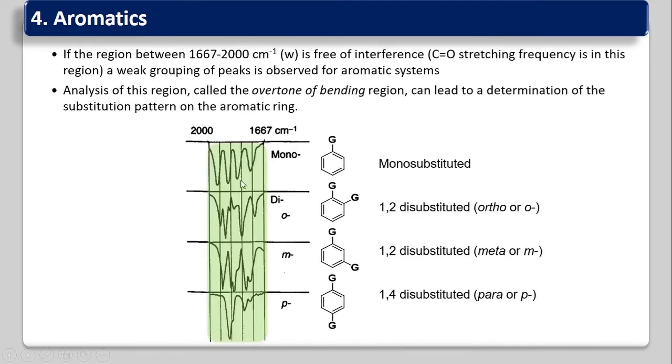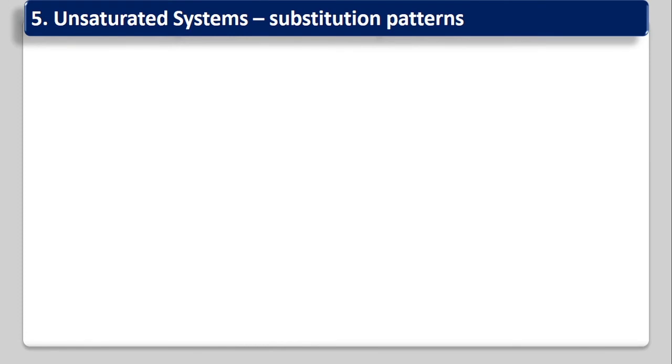And see this one. Okay, so this is the monosubstituted. So according to that pattern, we can understand whether it is monosubstituted or disubstituted. If disubstituted, it is ortho-substituted, meta-substituted or para-substituted. So every peak is important in the functional group region. Then we will see unsaturated systems and substitution patterns.